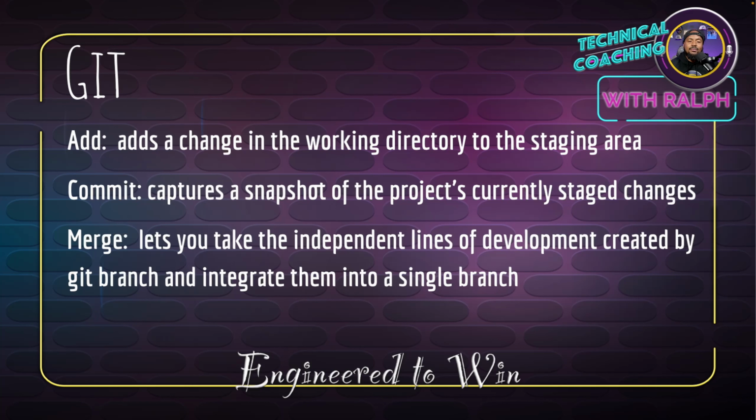And then we have the git merge command, which lets you take the independent lines of development created by the Git branch and integrate them into a single branch. So pretty much you would have the branch that you're working on for development, and it has the new code, right? Then you say you want to merge that into the master branch because you want to have a single branch that has all the changes, because you can't just have your branches going all over the place. You want it to be clean and neat. All right.